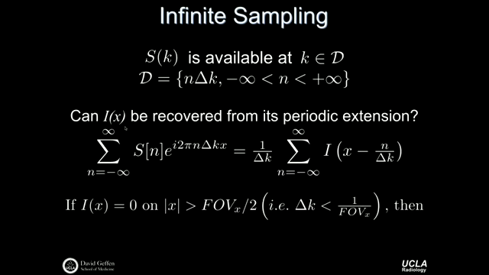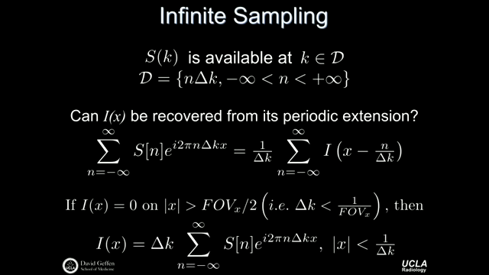We can get I of X, the image itself, can be recovered from its periodic extension. Specifically, if the image itself is zero outside of the field of view, this is what's called a space limited signal. So if we don't expect any signal to be coming from outside of the field of view, this is a space limited signal, then we're able to recover the image itself.